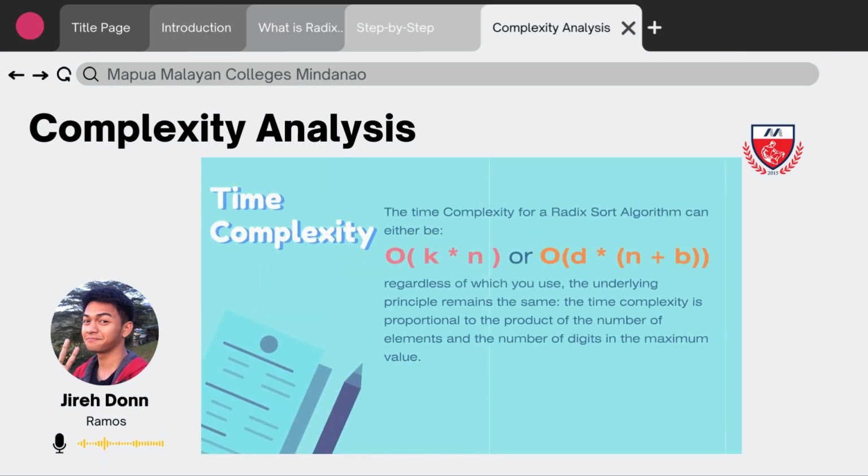The time complexity for a radix sort algorithm can either be big O of k times n or big O of d times the sum of n plus b. Regardless of which you use, the underlying principle remains the same. The time complexity is proportional to the product of the number of elements and the number of digits in the maximum value.